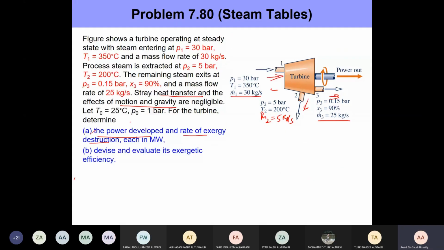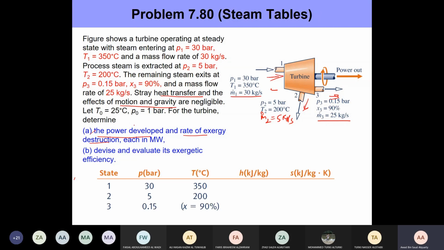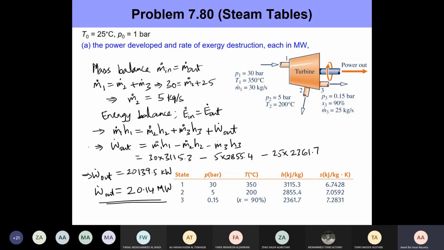The power developed is simply something that you guys have been doing before. It's simply a matter of applying the energy balance. You apply energy balance to the turbine and you get the power developed. Now, as far as rate of exergy destruction goes, there are two ways to go about it, right? There are two methods to determine that. So we'll just talk about both methods, right?